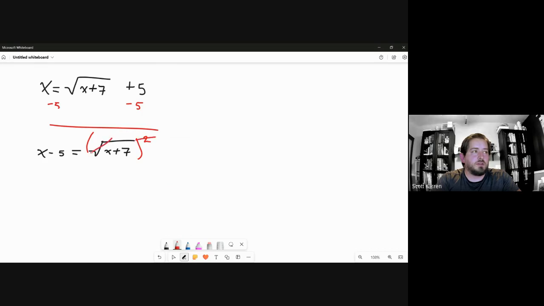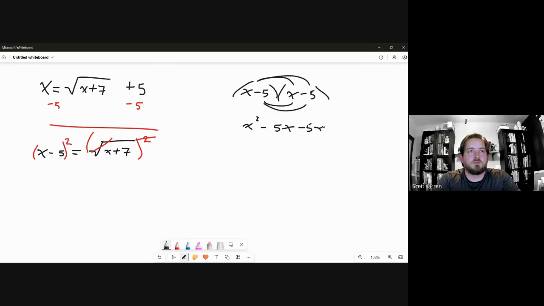I square primarily to get rid of that square root, but I have to square both sides. If I square one side, I square both sides. And so I have to FOIL out x minus 5 times x minus 5. So I'll do that off to the side if you like. That's x times x is x squared, minus 5x, minus another 5x, and then plus 25. So that simplifies to x squared minus 10x plus 25. On the right-hand side, that's just x plus 7, because that just breaks it out of the square root.